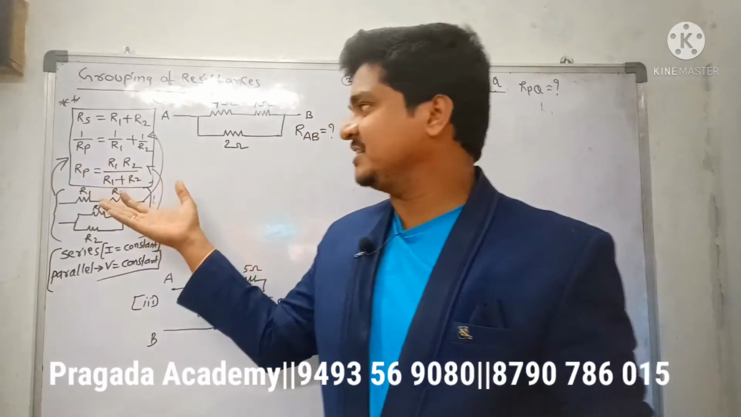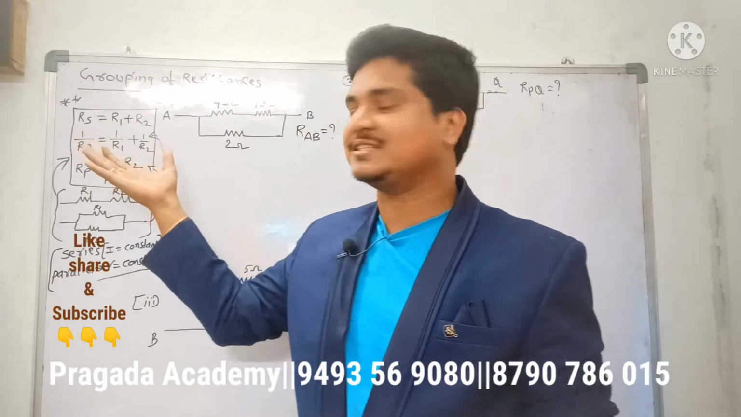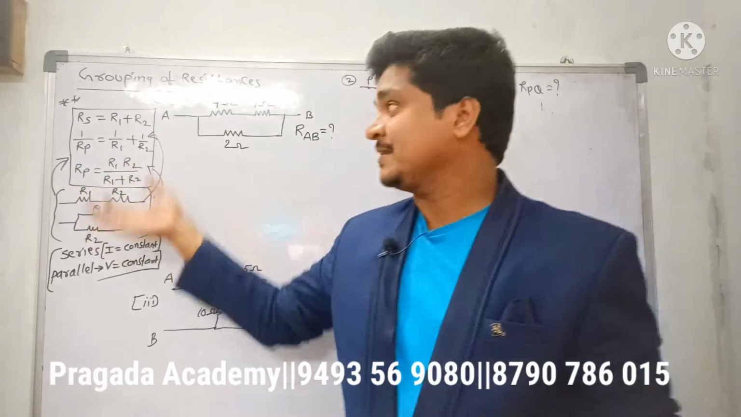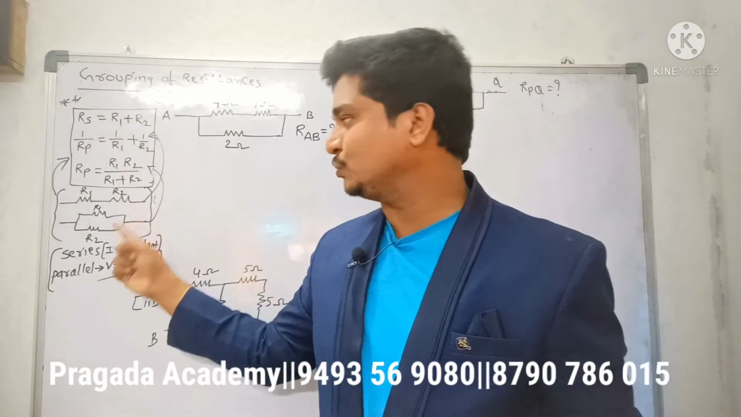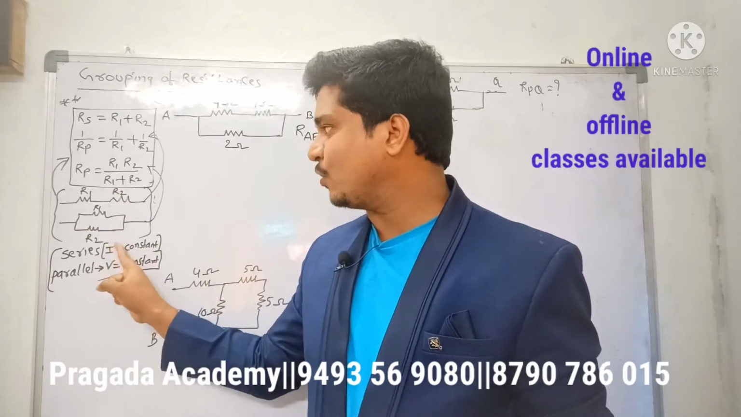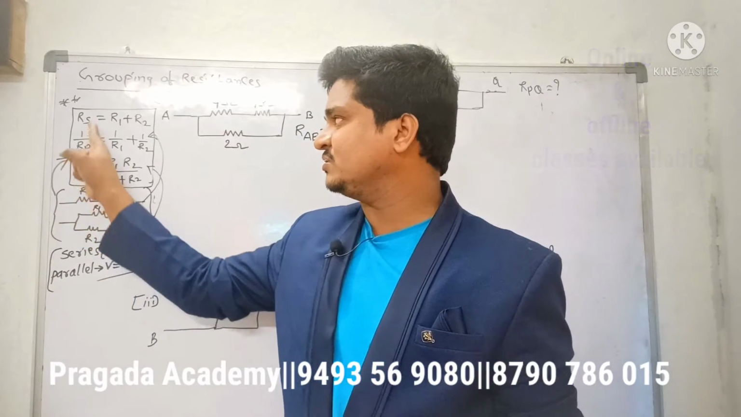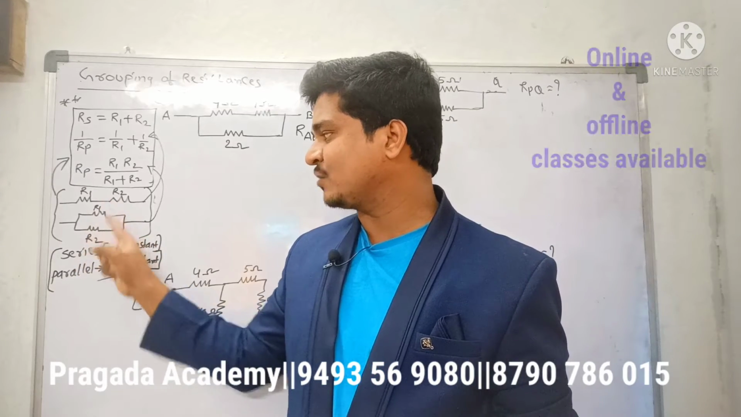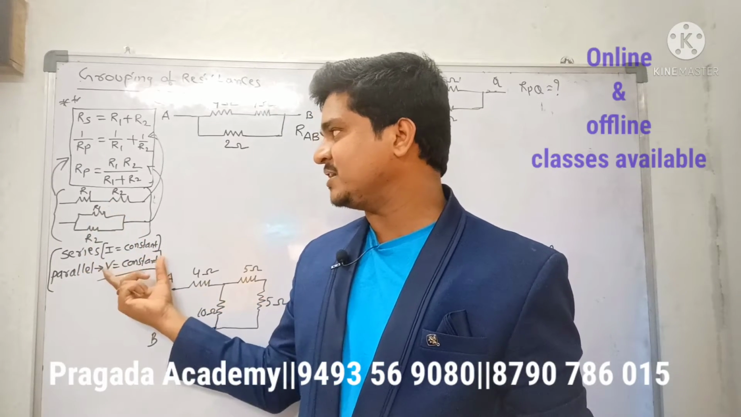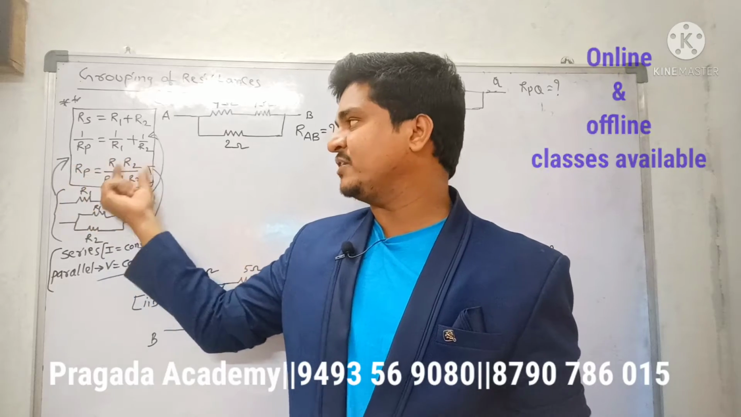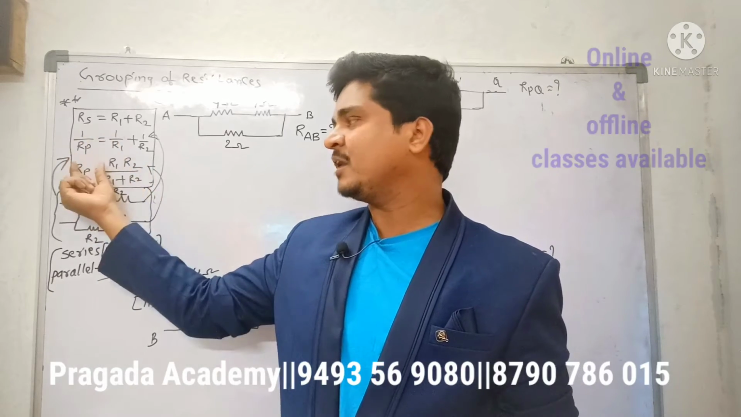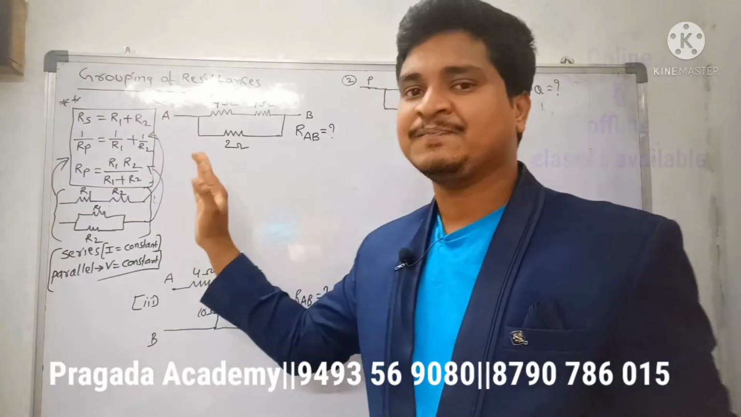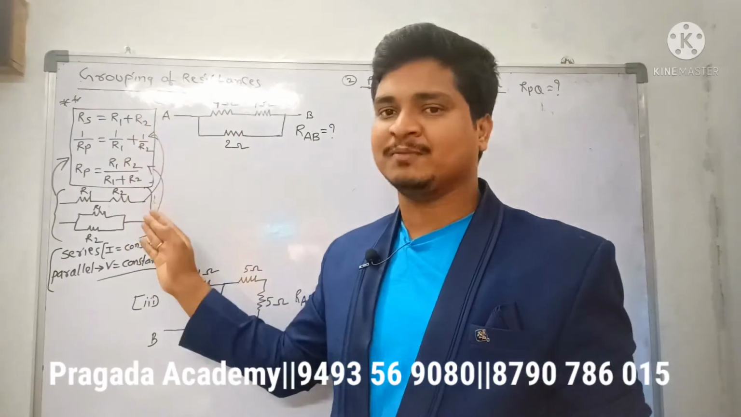See, in the previous video I explained the series combination and the parallel combination of resistances, and the equivalent resistance formulas. If you connect two resistors in series, then current will be constant, and the equivalent resistance is Rs = R1 + R2. If you connect two resistors in parallel, then voltage will be constant, and Rp = R1 into R2 by R1 plus R2, or 1 by Rp = 1 by R1 plus 1 by R2. These are the formulas for series and parallel.